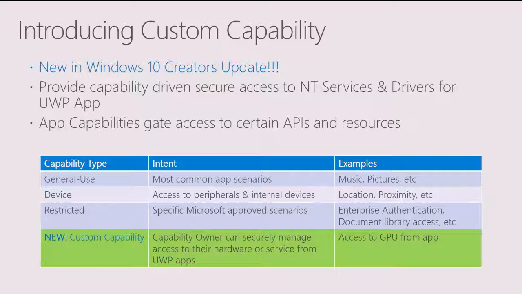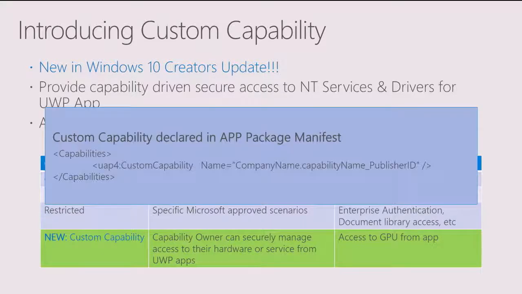Like other app capabilities, a custom capability also needs to be defined in the app manifest prior to its use. So here's a quick example of what it looks like in your app manifest.